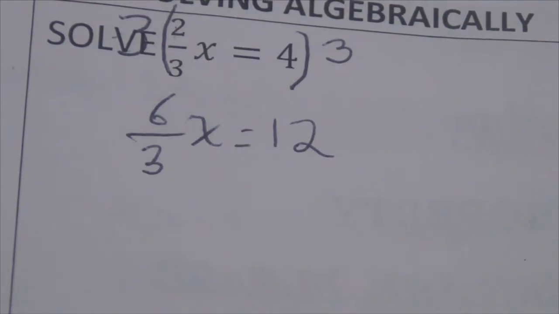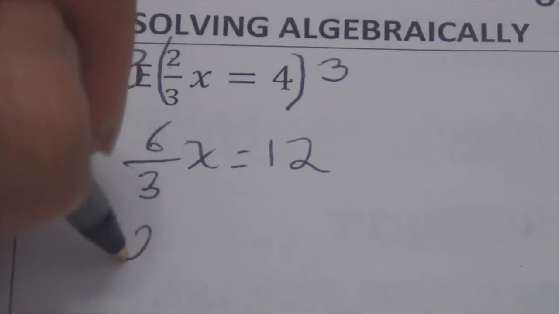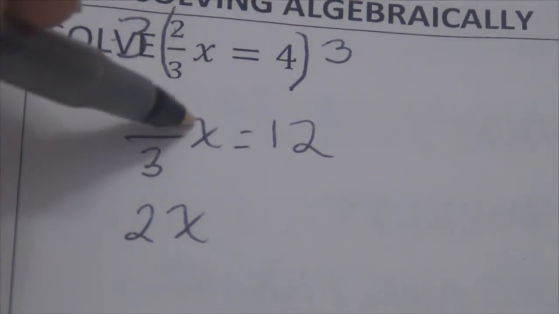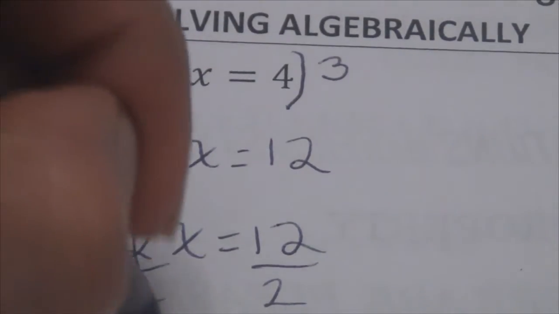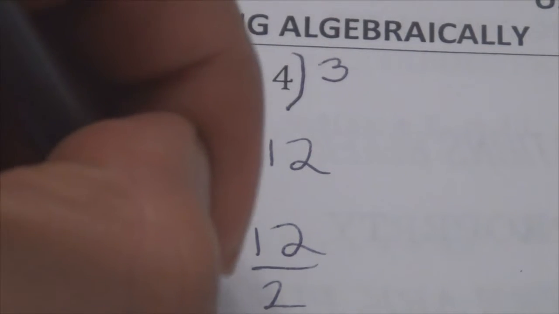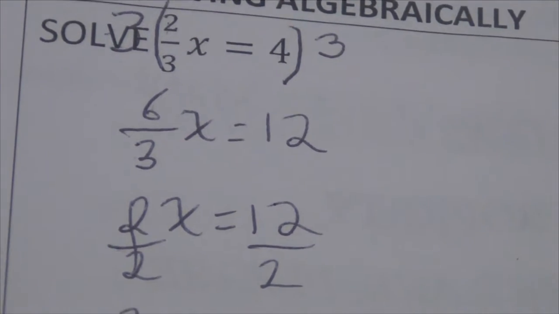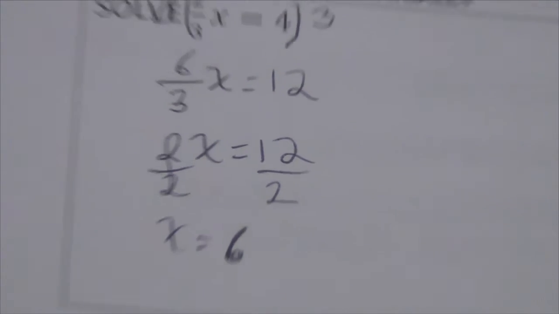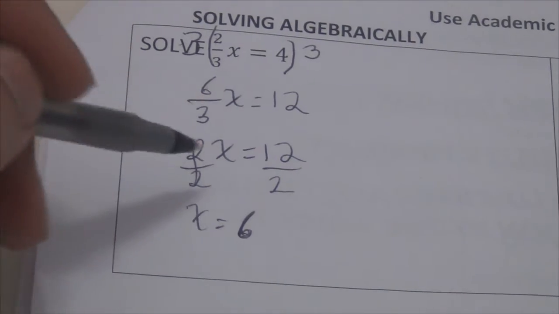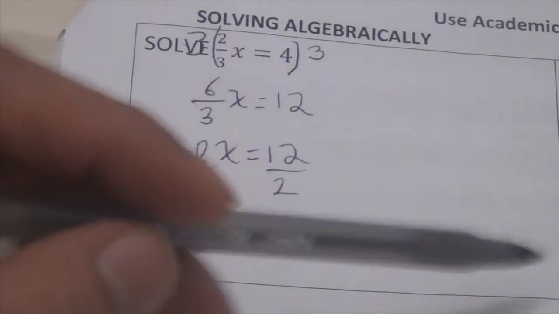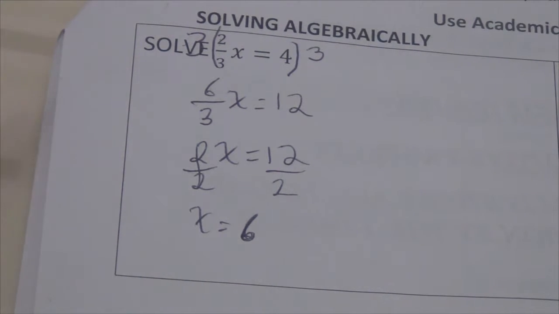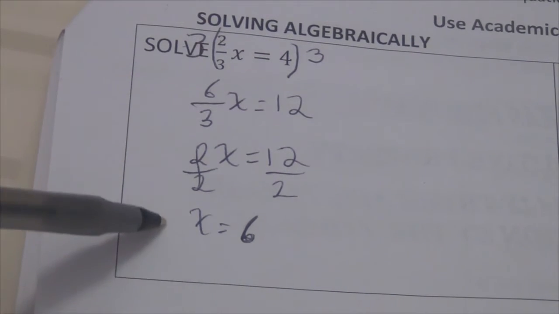Equals 12. Now 6 divided by 3 is 2. And we still have the x, right? And now we divide both sides by 2. And this is 6. If you didn't follow right now, then just write down the rules and do it the way I've been teaching you. Once you get the hang of it, then you could start doing it this method.